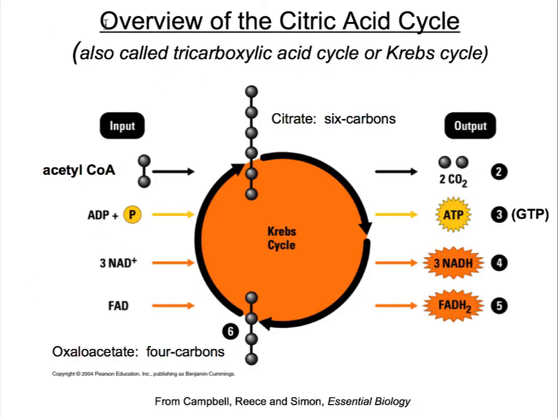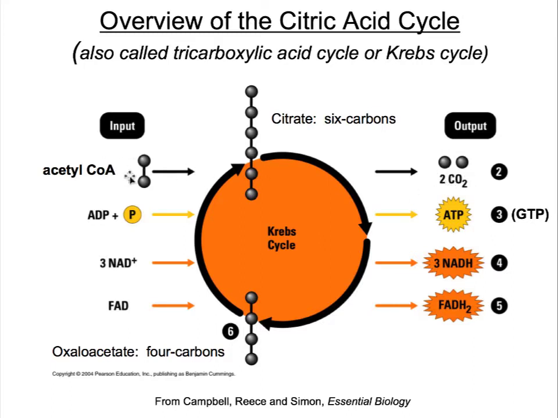So let's have a look at the citric acid cycle as a review. So what goes in and what comes out? And it's a cycle, so it spins round and round, and stuff comes out at various locations. So what goes in? As we learned earlier, acetyl-CoA, the 2-carbon molecule, enters the citric acid cycle, or the Krebs cycle. And what comes out?